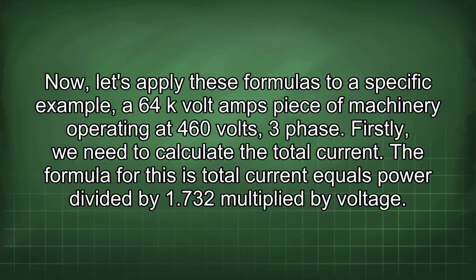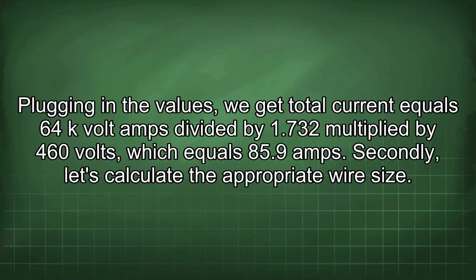Now, let's apply these formulas to a specific example: a 64 kVA piece of machinery operating at 460 volts, 3-phase. Firstly, we need to calculate the total current. The formula for this is total current equals power divided by 1.732 multiplied by voltage. Plugging in the values, we get total current equals 64 kVA divided by 1.732 multiplied by 460 volts, which equals 85.9 amps.